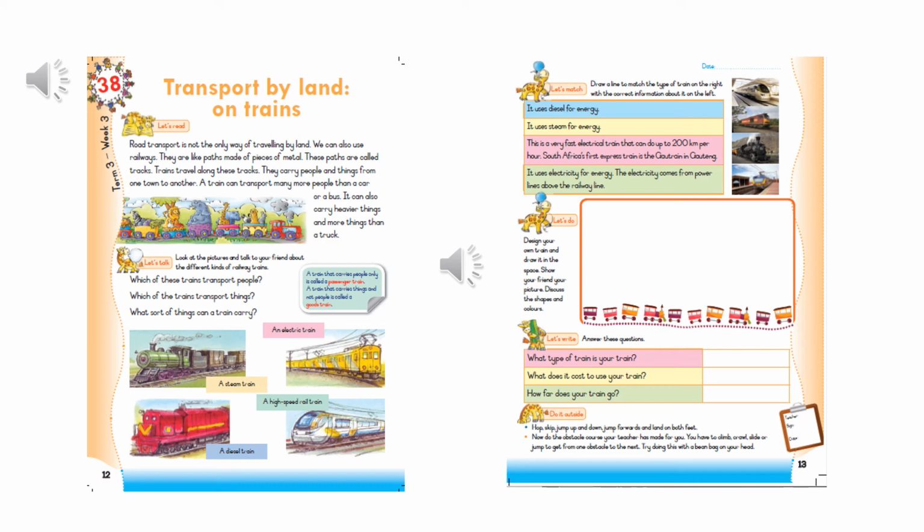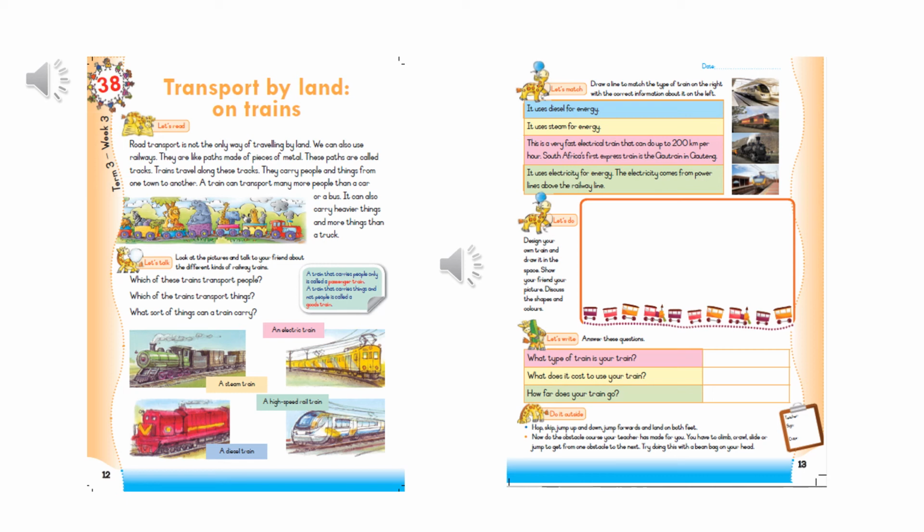This is a very fast electric train that can do up to 200 kilometers per hour. South Africa's first express train is the Gautrain in Gauteng. The last one, it uses electricity for energy. The electricity comes from power lines, there's your hint, above the railway line.